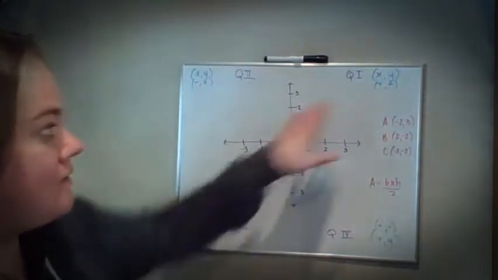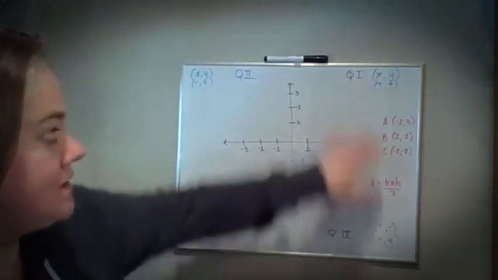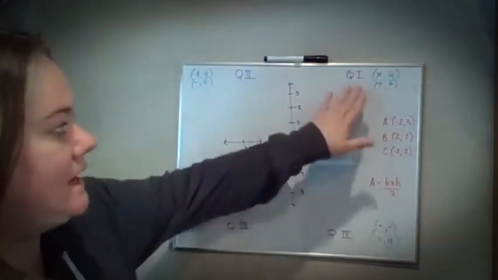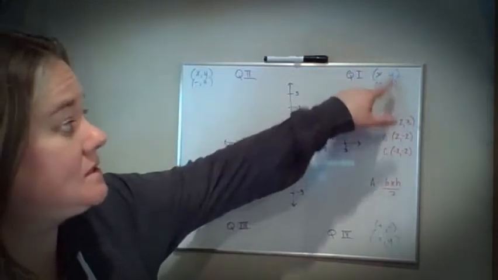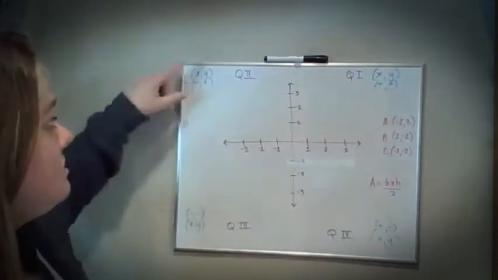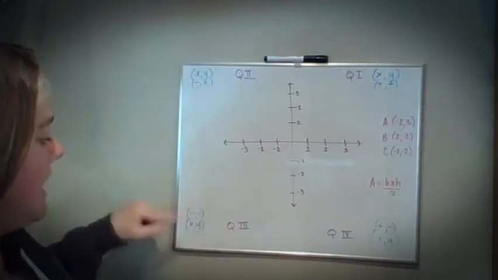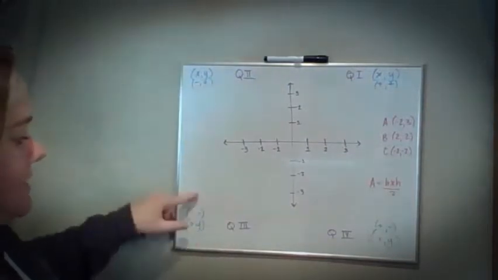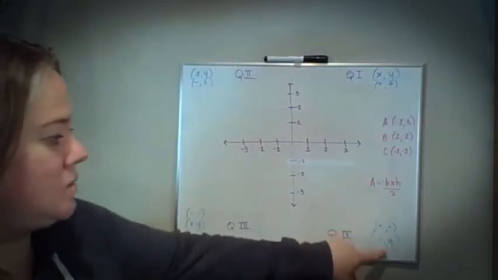So I have the 4 different quadrants, 1, 2, 3, and 4. Notice that they're going counterclockwise. In quadrant 1, x is positive and so is y. Quadrant 2, x is negative, y is positive. Quadrant 3, x is negative and y is negative. And quadrant 4, x is positive and y is negative.